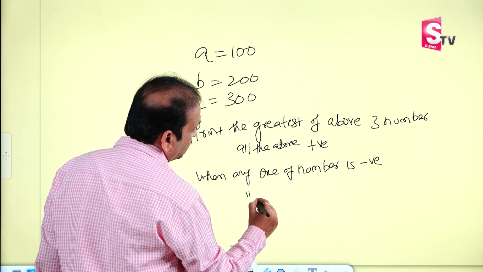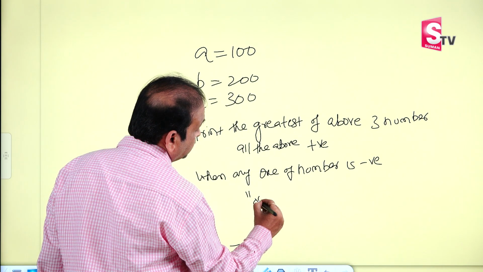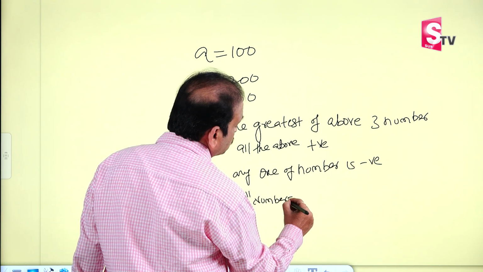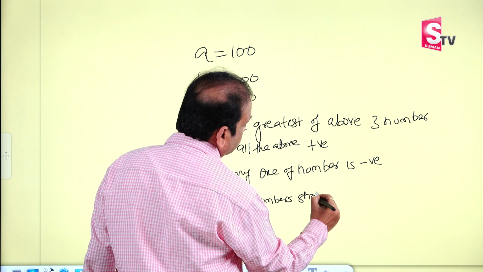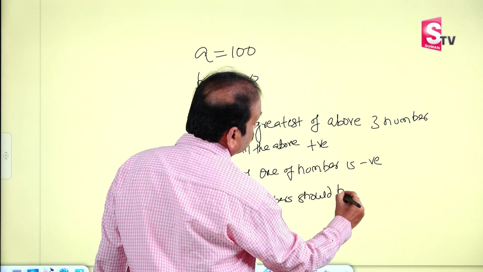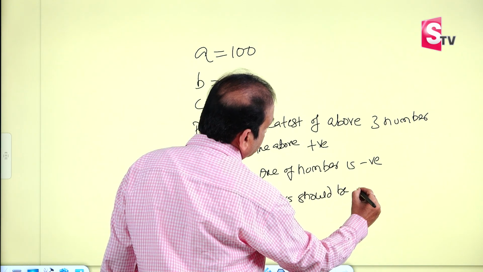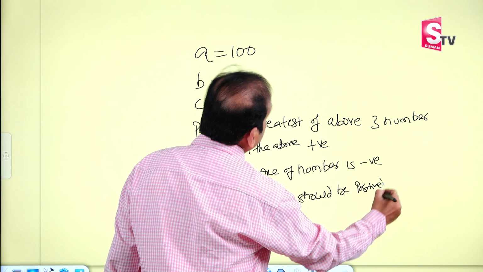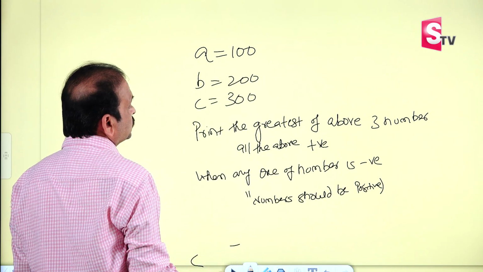What message? Numbers should be positive. It should not be negative. Should be positive numbers only. You should get one message if any one of the numbers is negative. So we'll write this program.